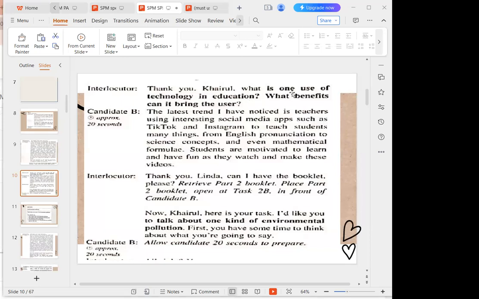So you have to say about one use of technology, you choose that one. So this is the sample given. I'd like to have Mia help read this one, the latest.